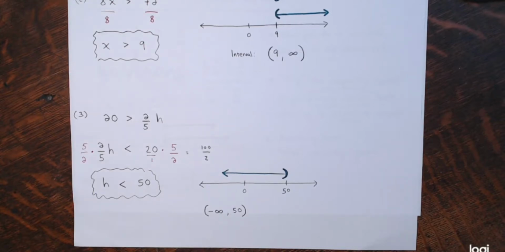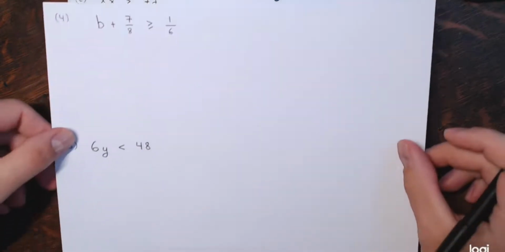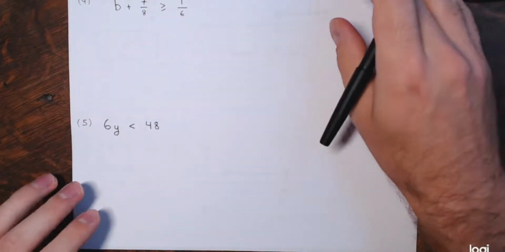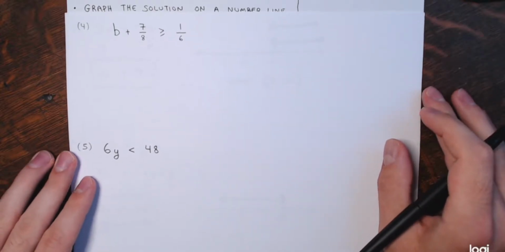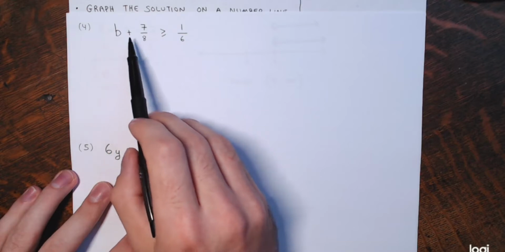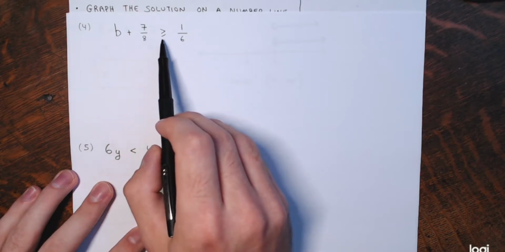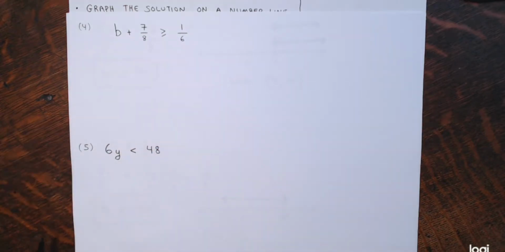Okay. Like I said, all these examples, pretty much the same stuff. So might get a little faster here. So now example 4. We've got b plus 7/8 is greater than or equal to 1/6. So this is pretty much like example 1 with the fractions.